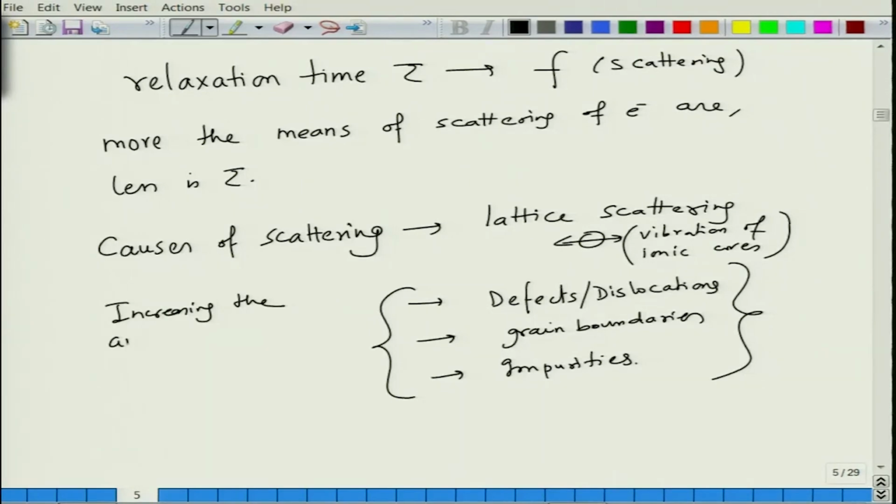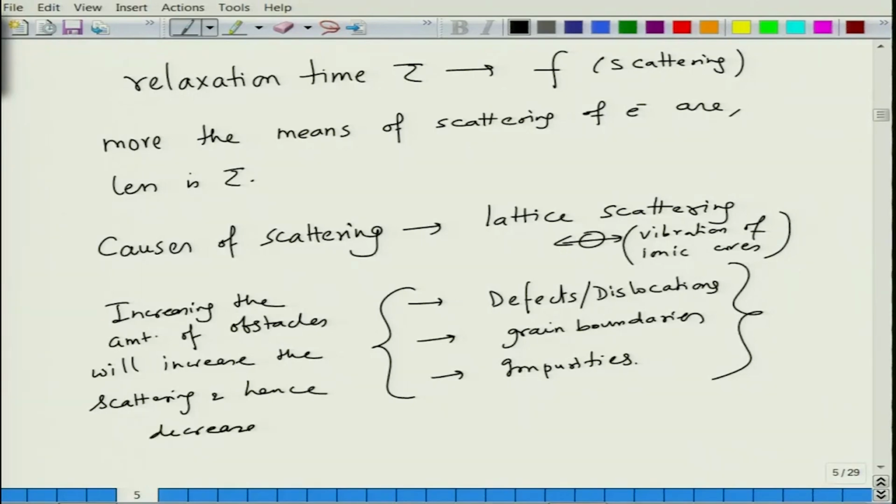So increasing the amount of obstacles will increase the scattering and hence decrease tau. All right. So this is what basically tau will be. And this tau is essentially related to what we say is the mean free path. Mean free path is the average distance travelled between two collisions.